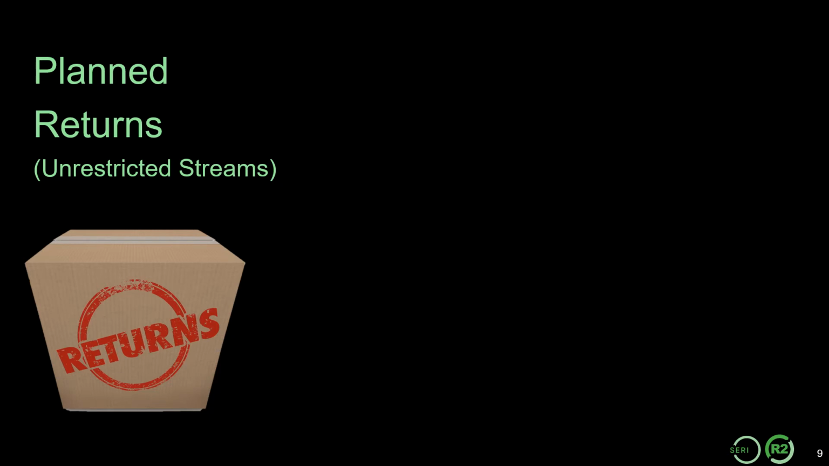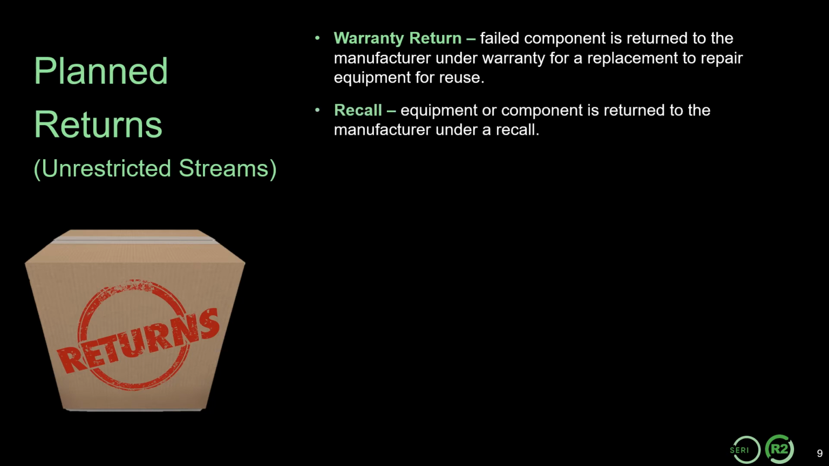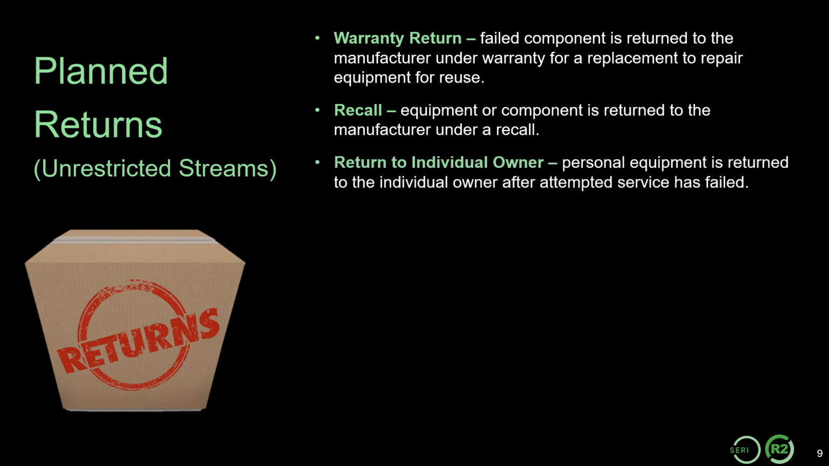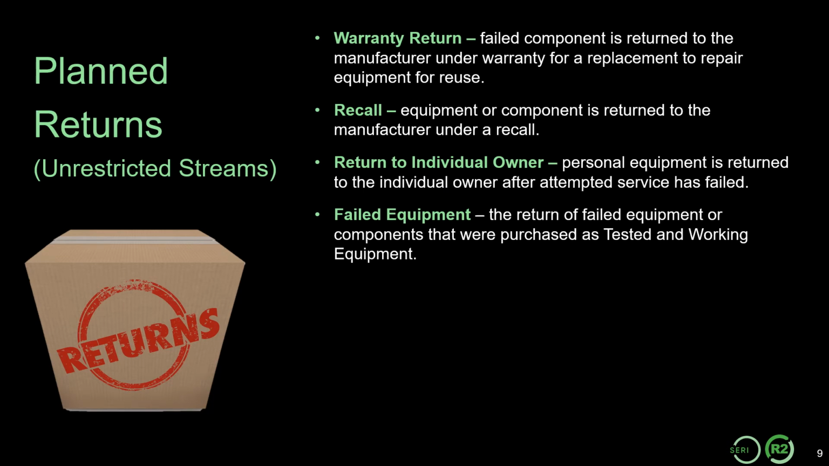Planned returns include warranty returns, where a failed component is returned to the manufacturer under warranty for a replacement to repair equipment for reuse. Recalls, where equipment or components are returned to the manufacturer under a recall. Return to individual owner refers to personal equipment that is returned to the individual owner after a failed service attempt. Failed equipment refers to the return of failed equipment or components that were purchased as tested and working equipment.